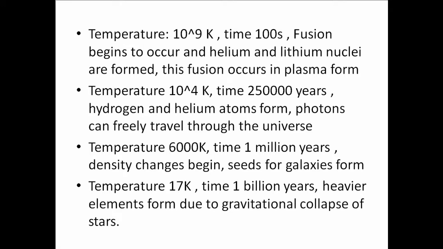When the temperature was a mere 6,000 Kelvin, so we're getting quite cold here, and 1 million years had passed, we could start to see some fluctuations in density of the universe, and this is where we start to see galaxies beginning to form. After 1 billion years, the temperature was only 17 Kelvin, which is really cold. And heavier elements like lead and iron were able to form due to the gravitational collapse of stars. So until this point, basically everything had been quite light, but now, due to stars dying, they get heavier.